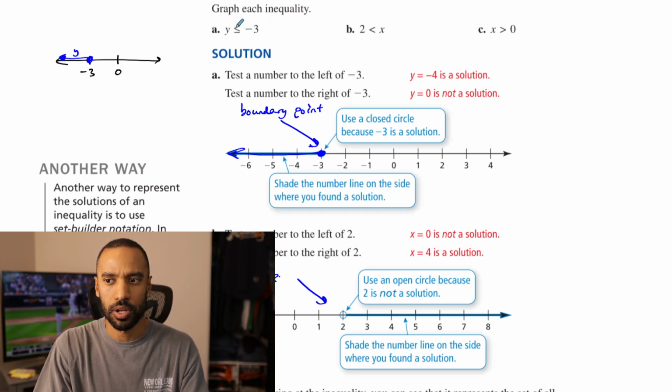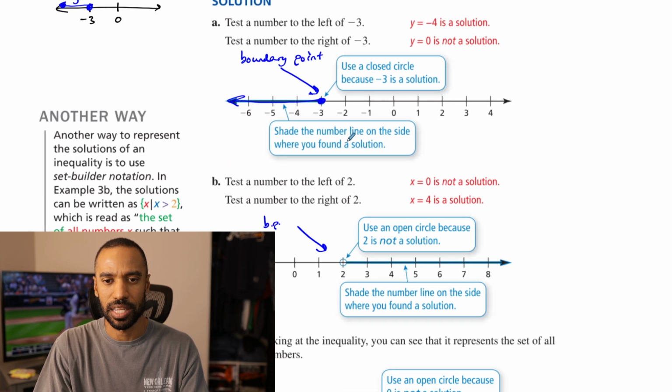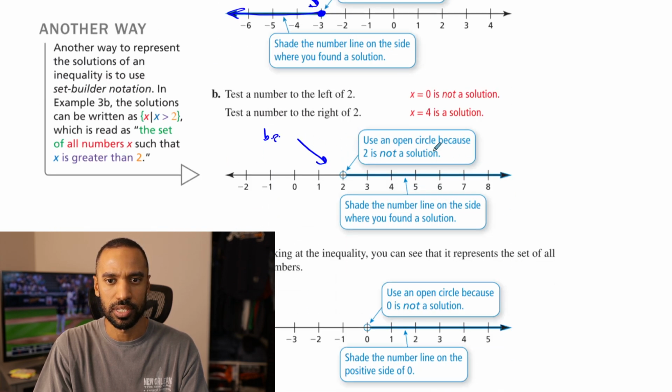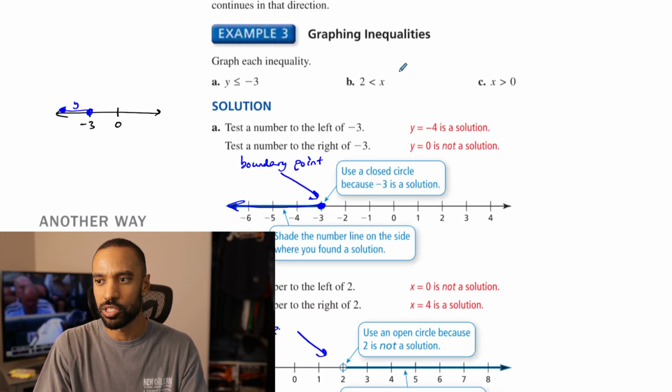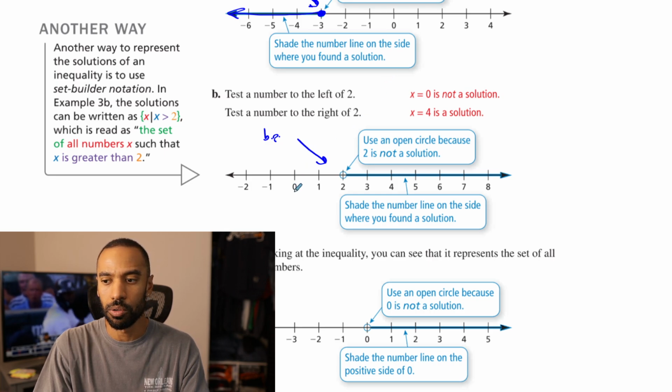So when you saw this one, you're thinking, hey, less than, we're going to go to the left. And we did. But why? How come when 2 is less than x, they went to the right? Is this a mistake? No. See, if you test 0 in here, is 2 less than 0? No. So 0 shouldn't be a part of your solution set, so we should go to the right.